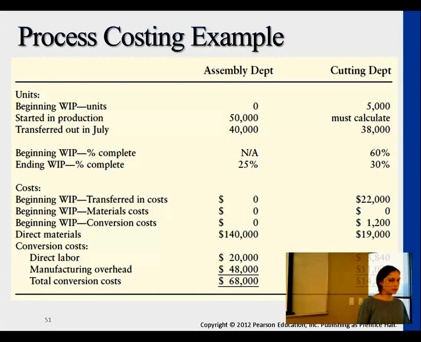Again, we're still talking about process costing. We have these two departments. In the assembly department we have no beginning inventory, so 0. We're going to add some materials at the beginning of the process, and conversion costs we're going to be adding throughout the process. Beginning work in process, conversion cost, and then we have direct labor, manufacturing overhead, and then we calculate the total conversion costs.